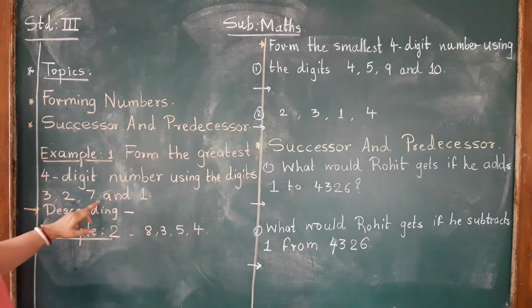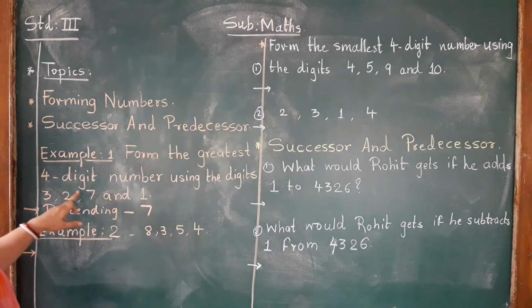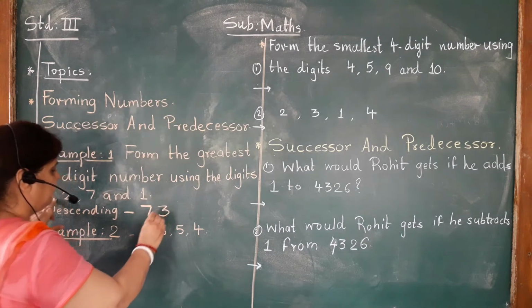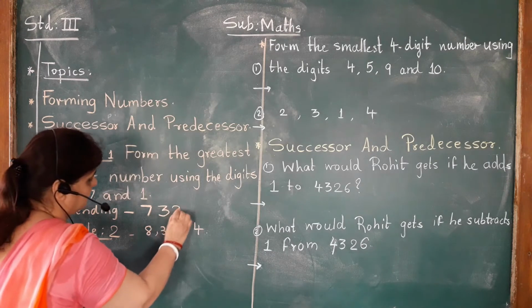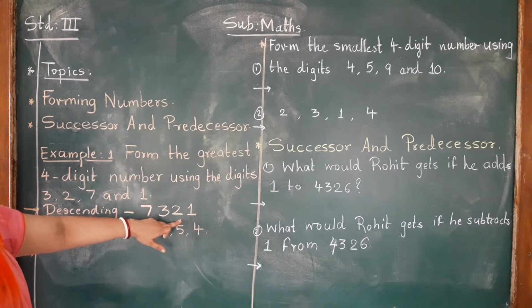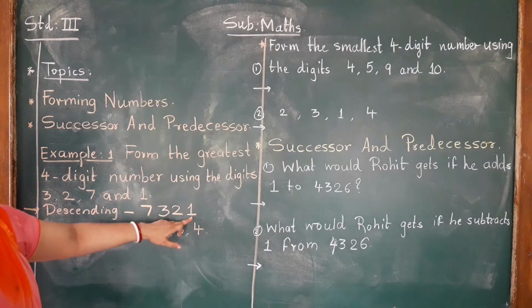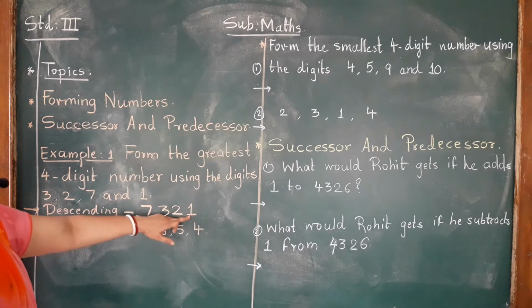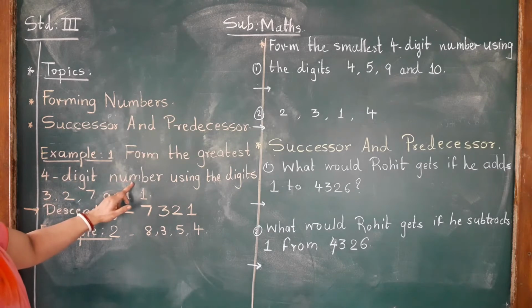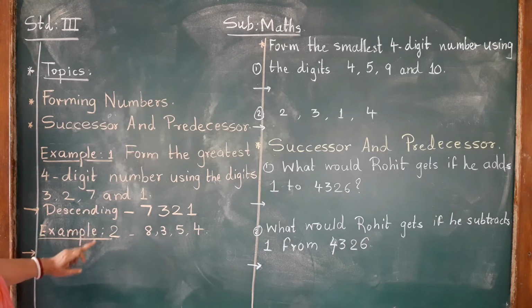So, which is the biggest number you think, children, in this? Yes, 7. Then 3. Then 2. And last, that is 1. So it has become a four-digit number, that is 7,321. In this way, we have to form the greatest four-digit number using these digits. Okay, children? Got it? Now, we will see a second example of the same kind.